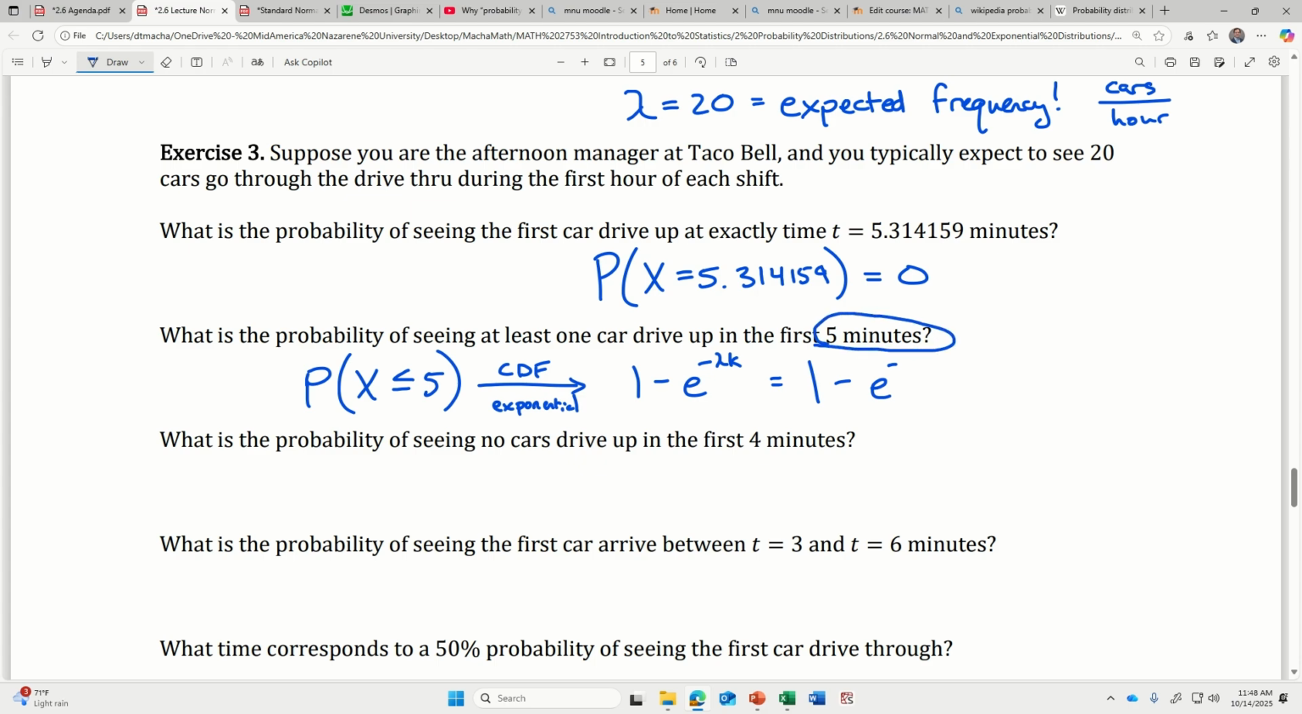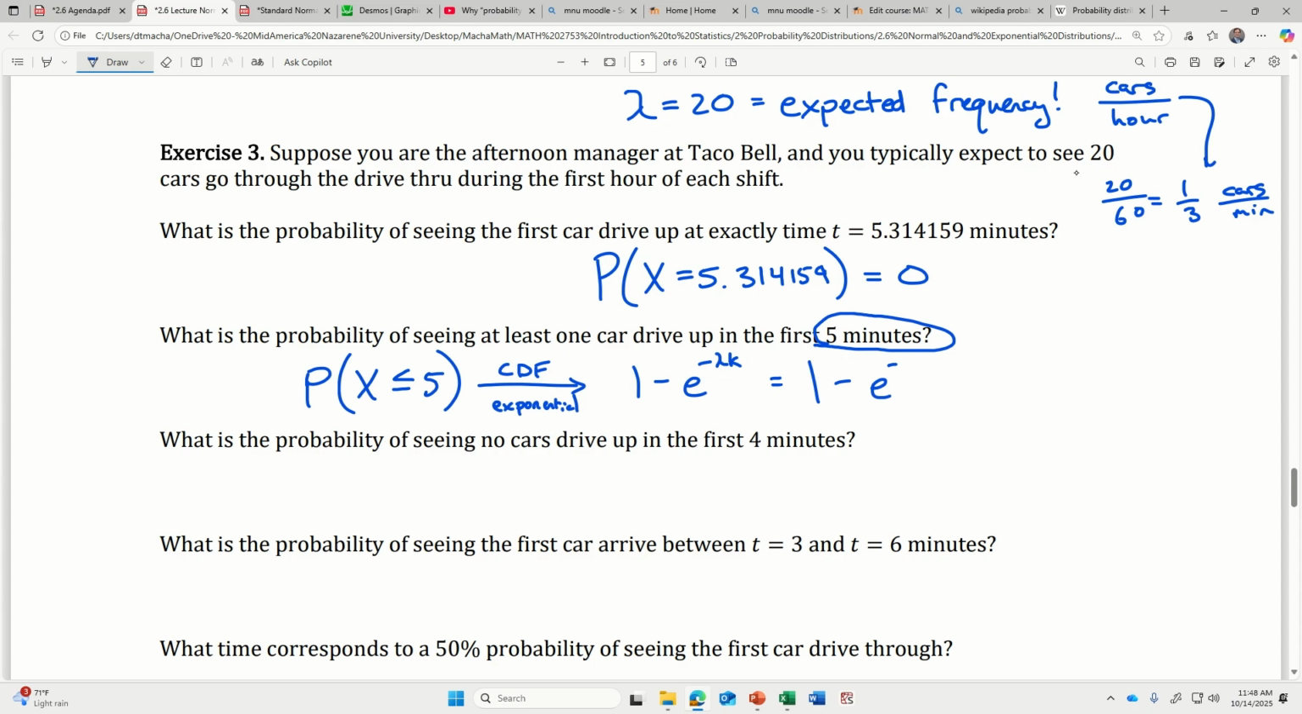So I need to do one of two things. I can either convert 5 minutes into hours by doing 5 divided by 60, and then I get the fraction of an hour. I can do that. Or alternatively, I could convert 20 cars per hour into the equivalent, how many cars per minute? 1/3 cars per minute. That's okay too, because it's 20 cars per 60 minutes, so you simplify the fraction, 1/3 of a car per minute.